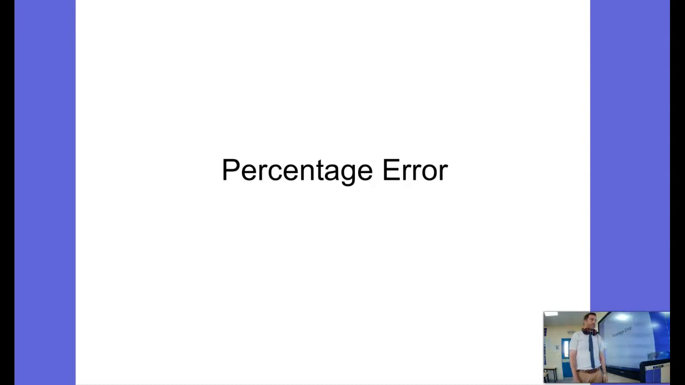Hello maths fans, we're going to look at percentage error. This is in the topic of rounding, and we should already know about lower bounds, upper bounds and error intervals. So the minimum that a value could be before it was rounded and the maximum it could be before it was rounded.